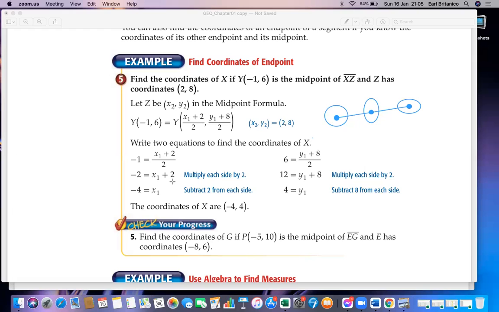Subtract 2 on both sides because you're solving for x1, so you want the positive 2 eliminated. Then it becomes negative 4 equals x1, so x1 is negative 4. Now solve for y1. Since there's over 2, multiply 2 to the other side: 6 times 2 is 12 equals y1 plus 8. Subtract 8 on both sides because we want y1 as a lone variable. Then 12 minus 8 is 4. So your final answer is negative 4, 4.